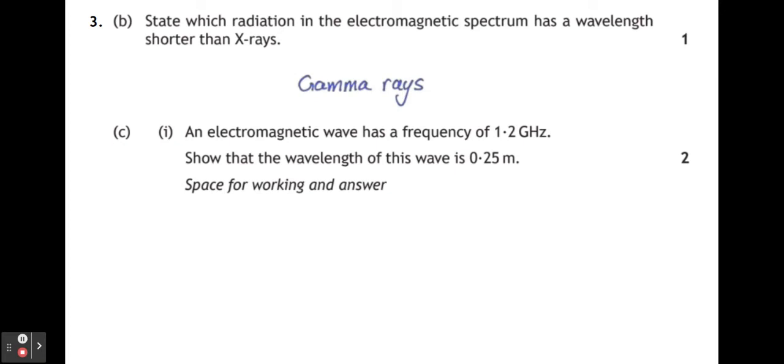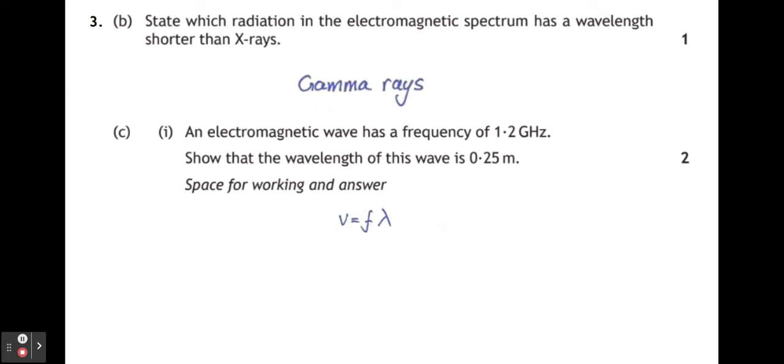Okay, this is a show that question. And in a show that question, you must always start with a formula that is on the relationship sheet. In this case, we start with v equals f lambda. Now, this is an electromagnetic wave. Therefore, we should know that the speed of any electromagnetic wave is the speed of light in a vacuum, which is 3 times 10 to the power of 8 meters per second.